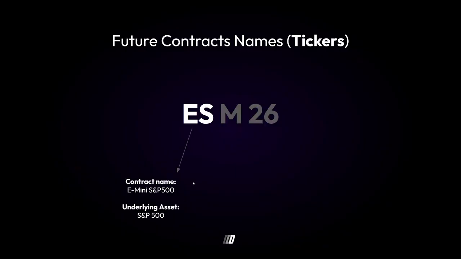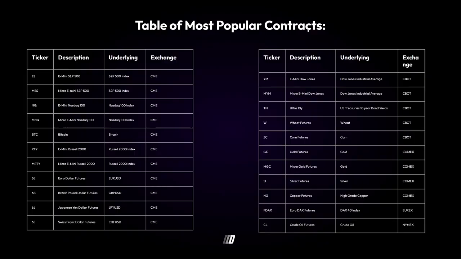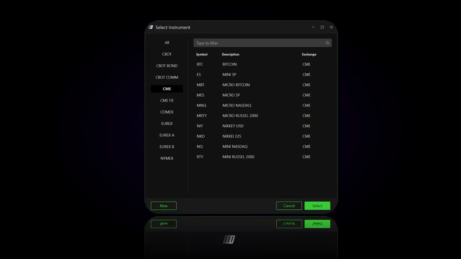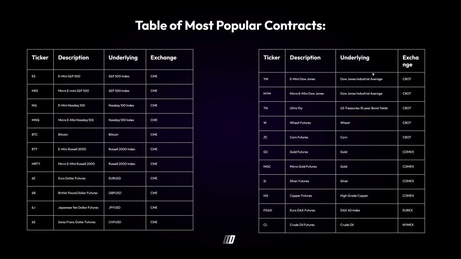Typically the first 2 letters, or maybe 3 letters, are the contract name. So it's the E-mini S&P 500, which stands for the underlying asset, the S&P 500 E-mini contract. This is the table that you can screenshot if you want of the most popular contracts. You can find it anyways inside of the Deep Charts platform. As soon as you select an instrument, they're all divided by exchange, symbol and description. So typically you're going to find the ES, the NASDAQ, and the micro version in the CME together with all of the Forex. And on the CBOT, you're going to find bonds, commodities, the Dow Jones, for example.